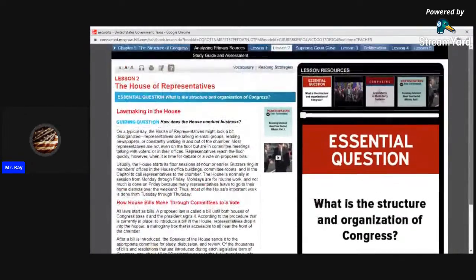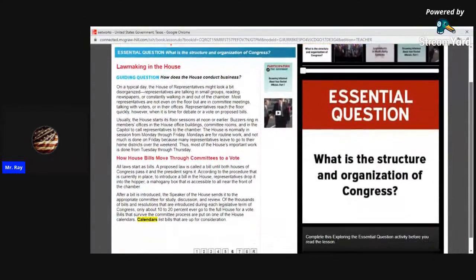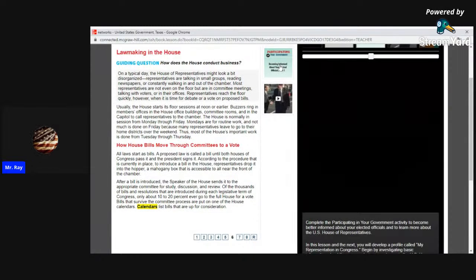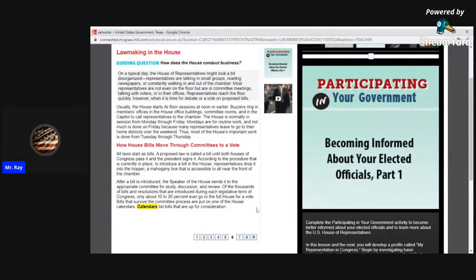Lawmaking in the House. And by the way, when we say House, we're talking about the House of Representatives. Abbreviation. Okay, we say the House.